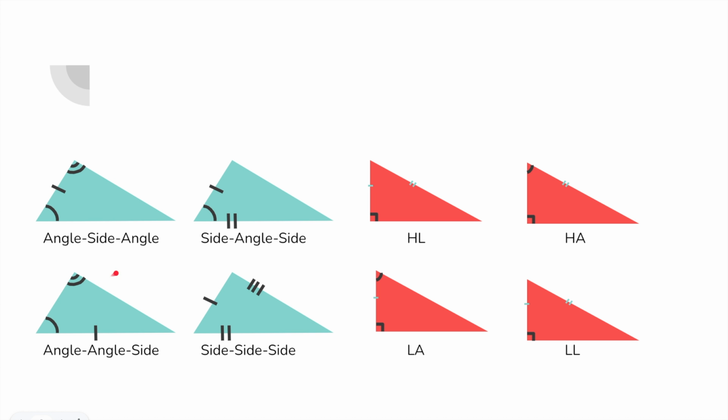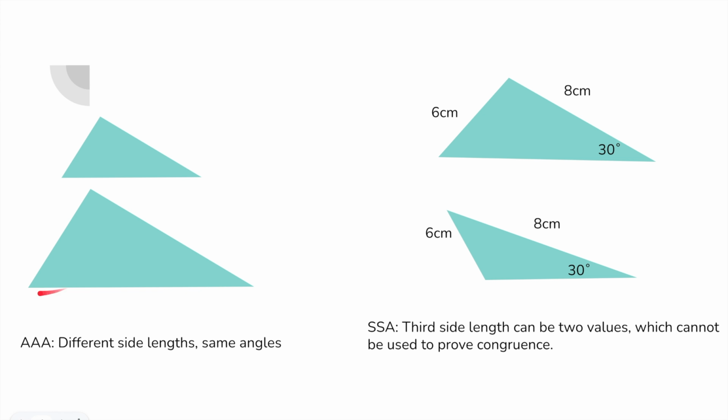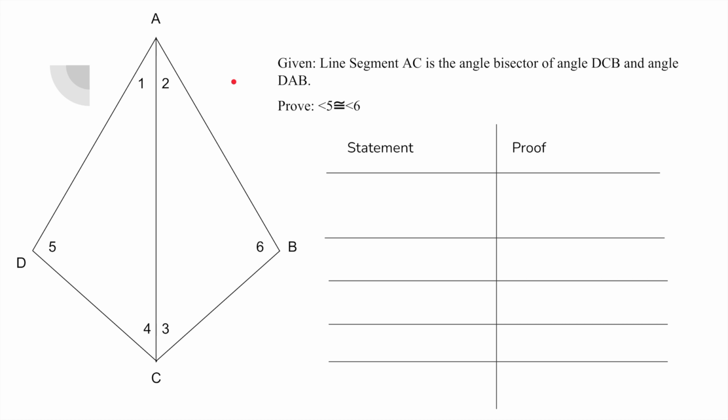Now, how does proving triangle congruence help us? After proving triangle congruence, we can use a theorem abbreviated as CPCTC: corresponding parts of congruent triangles are congruent. In this example, if we had to prove that angle 5 is equal to angle 6, we would first have to prove that the triangles are congruent, and then we could use CPCTC to say that the angles are congruent.